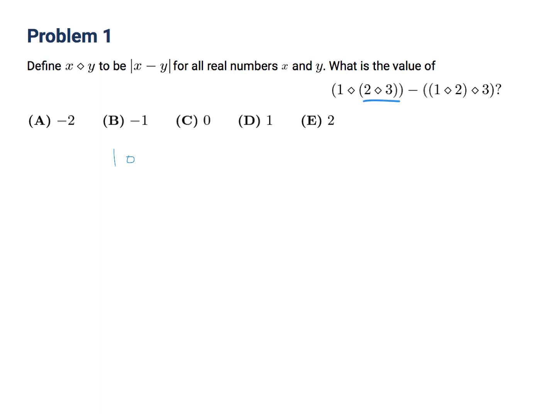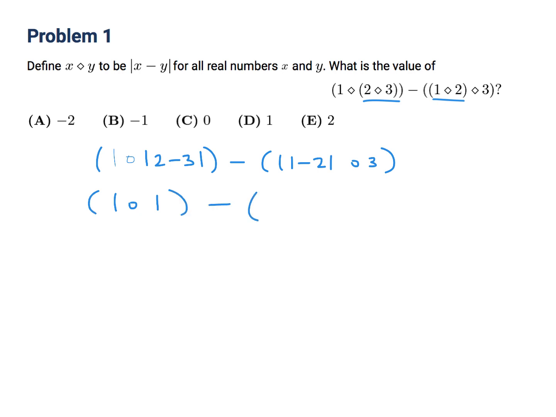And I'll just do this one immediately. It's 2 minus 3 according to their basic definition. And then on this side, this will be 1 minus 2 absolute value. All right, so this becomes 1, and then 2 minus 3 is negative 1, so when you take the absolute value, it would be 1.